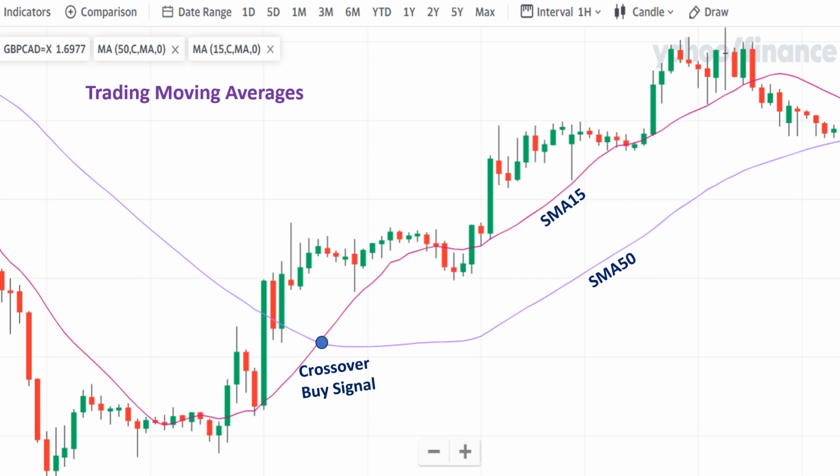Entering a long position might be considered when the shorter term moving average crosses above the longer term moving average and the price is positioned above this crossover point. This bullish signal can be further confirmed by other technical indicators such as MACD or RSI. In the subsequent slide, I'll demonstrate how to successfully execute a long position entry.